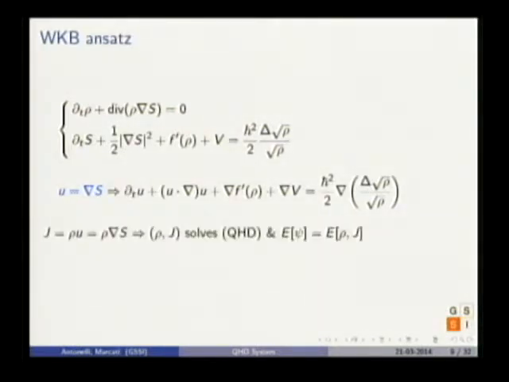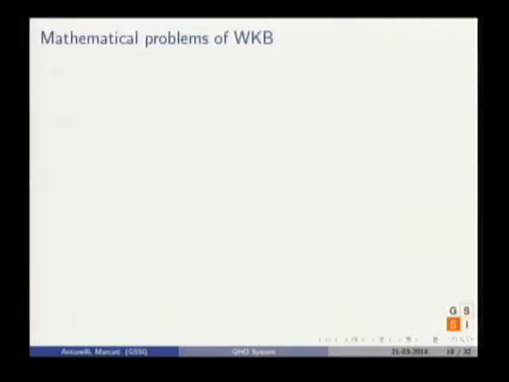And so exactly for J, which is rho times u, so which is rho grad S, you end up having a solution of the QHD. So rho and J solve the QHD system. And of course, you also have that the two energies are equal, because if you put the WKB ansatz into this term here in the energy, then you get exactly the kinetic energy for the QHD. So what's the problem for WKB?